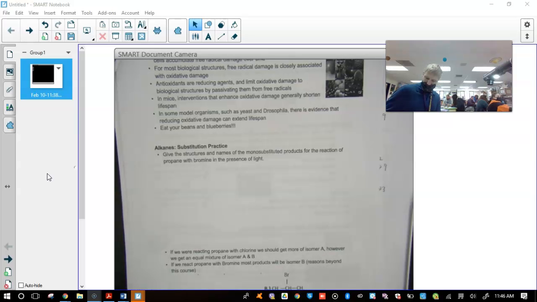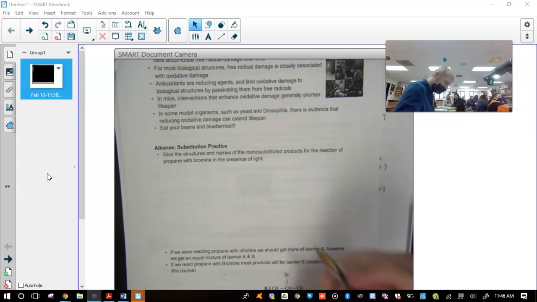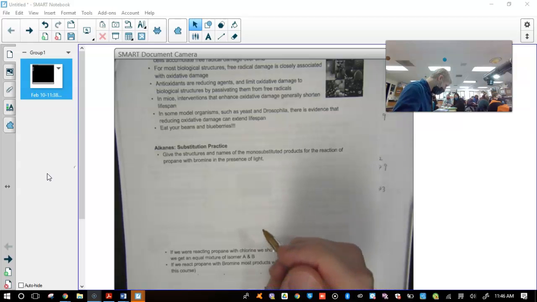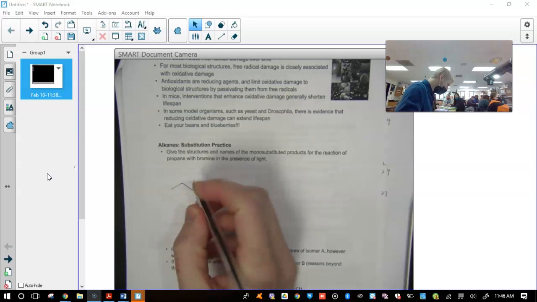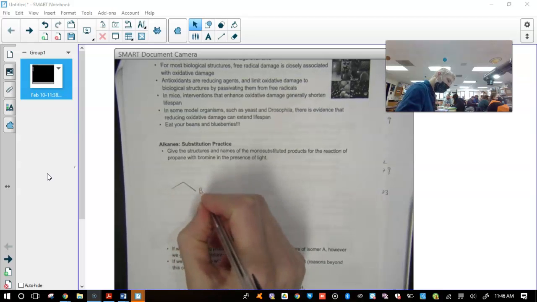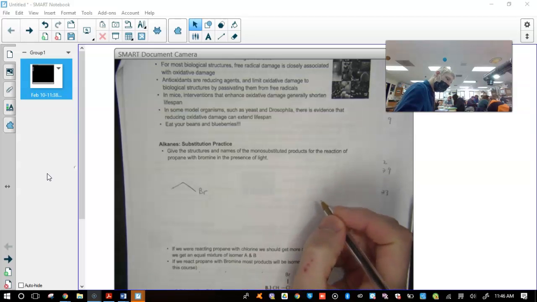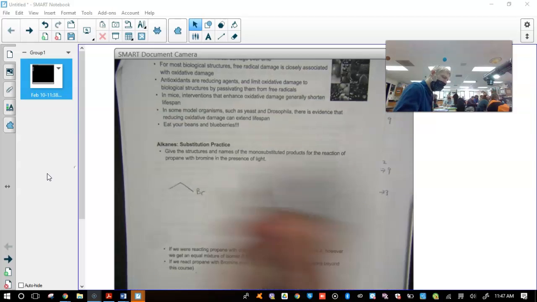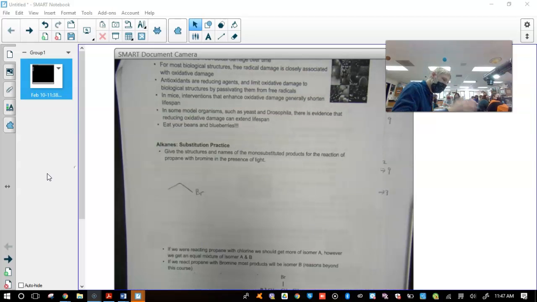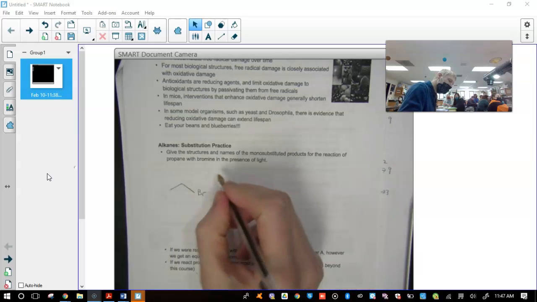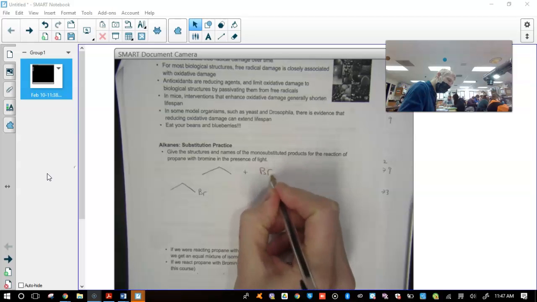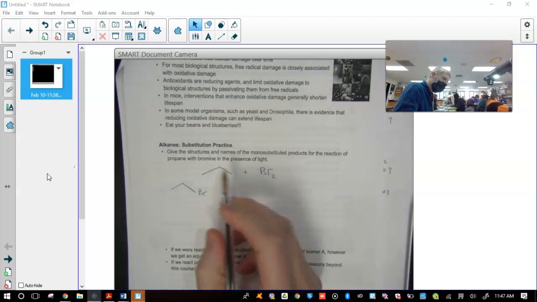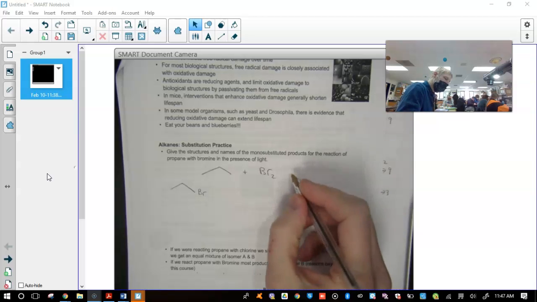Let's see. Okay, I got a couple down here. We got this. Oh, okay. I was going to say, where's the reaction? Oh, it's written in the words. Reaction of propane. So we got propane plus bromine. Give the structures and names of the monosubstituted.